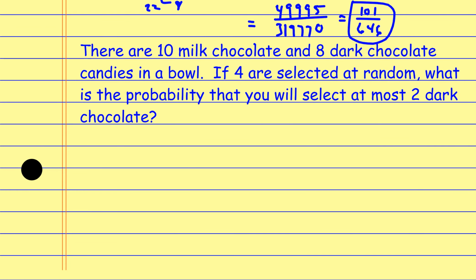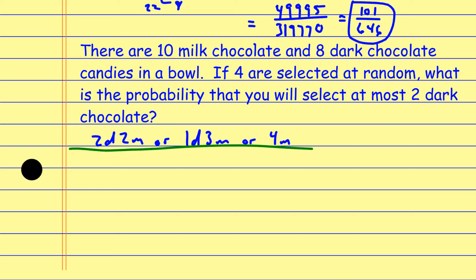Okay? And then if I look at this last guy here, there are 10 milk chocolate and 8 dark chocolate candies in a bowl. If 4 are selected at random, what is the probability that you will select at most 2 dark chocolate? So that means 2 dark chocolate and 2 milk chocolate. Or, and at most, so 1 dark chocolate and 3 milk chocolate, or 4 milk chocolate. Okay? Because at most means I don't want any more than that.